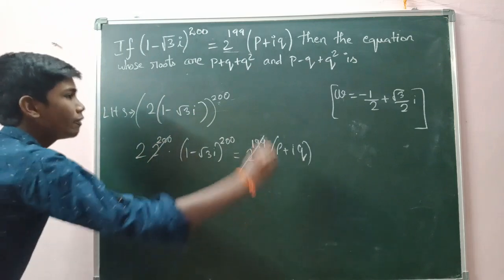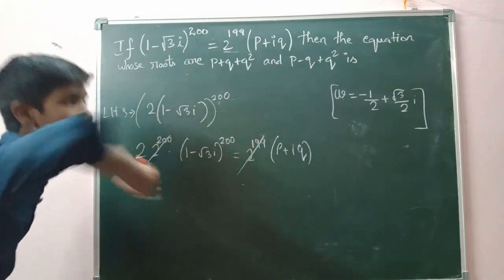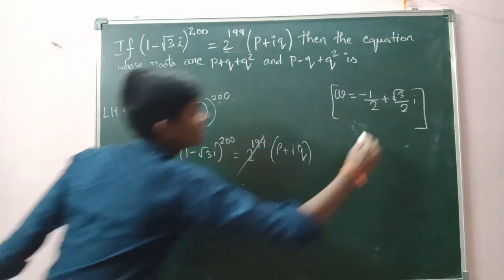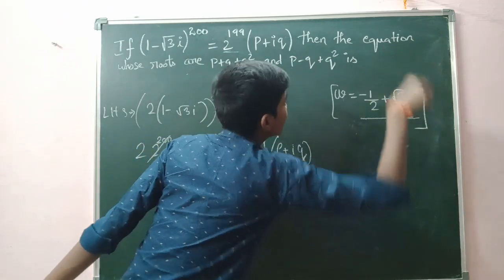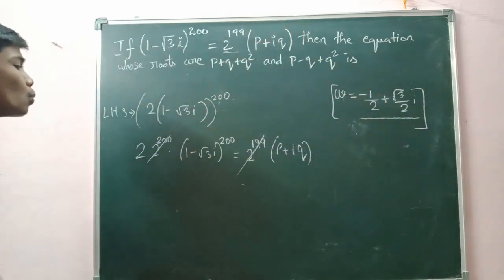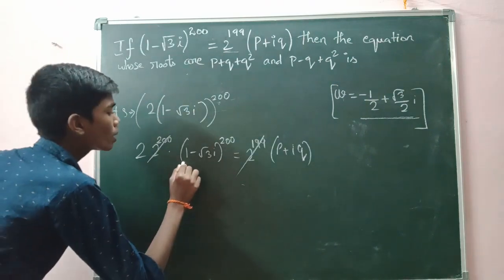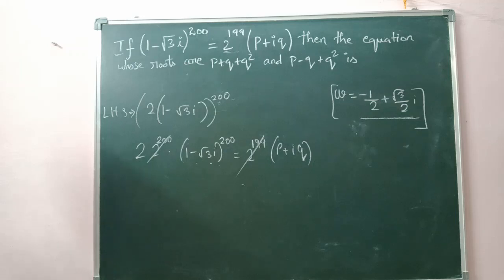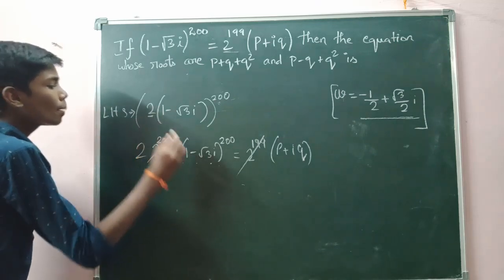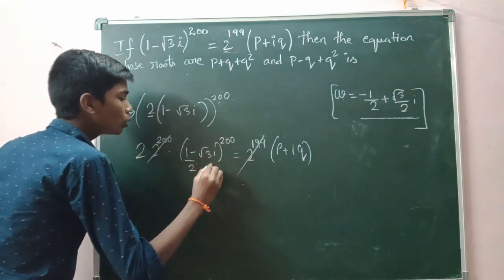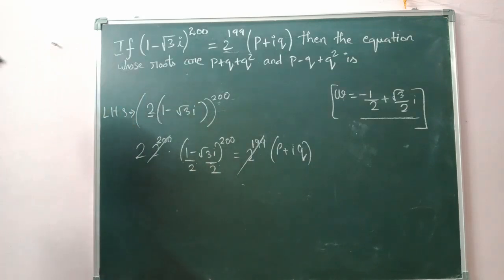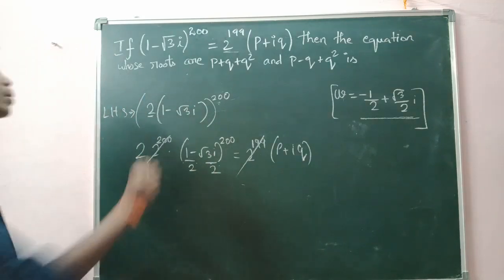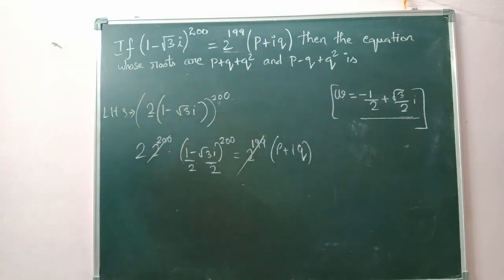In this particular equation, somehow I need to make some changes so that I get this particular expression in which I can replace it as omega. So what I need to do is, in this (1 minus root 3 iota) whole power 200, take minus 1 common. And people, you forgot one thing. When I take 2 common, this will be 1 by 2 minus root 3 iota by 2. Correct? I forgot that, sorry for that. So when I take 2 common, it will be 1 by 2 minus root 3 iota by 2.